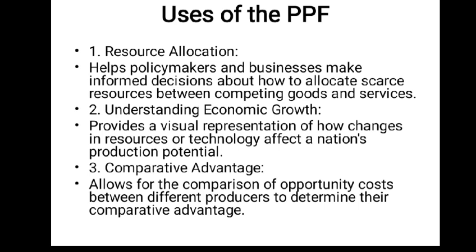Now the uses of the PPC curve. First, it gives benefits to the producer in resource allocation, helping policy making and business make informed decisions about how to allocate scarce resources between competing goods and services. Second thing is understanding economic growth. It provides a visual representation of how changes in resources or technology affect a nation's production potential. Third, comparative advantage: it allows for the comparison of opportunity cost between different producers to determine their comparative advantages. So these are the important concepts related to the production possibility curve.